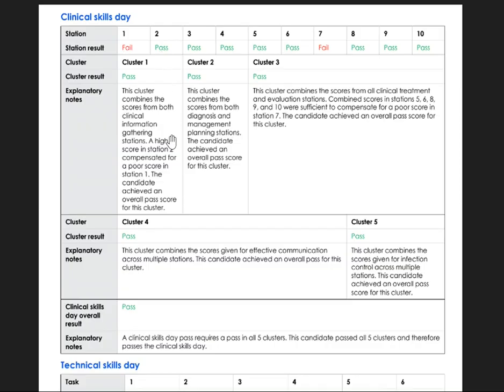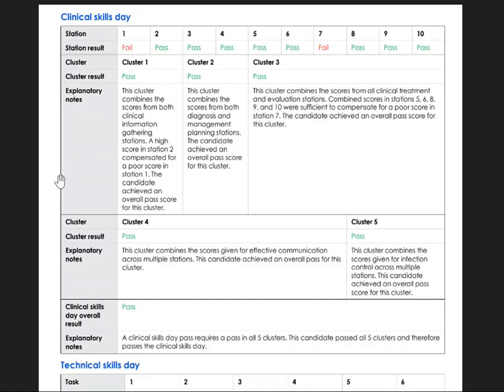So again, when candidates show us their result card, some have similar results, like station 1 fail and station 2 pass, or station 2 fail and station 1 pass, but some candidates pass the cluster as a whole and some candidates fail the cluster. Now, some candidates ask us, why is that? The reason behind that is that you cannot fail a station very badly, because if you fail it very badly, your good score in the next station will not compensate for it.